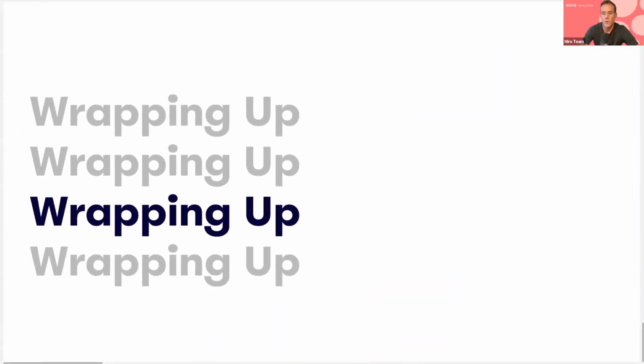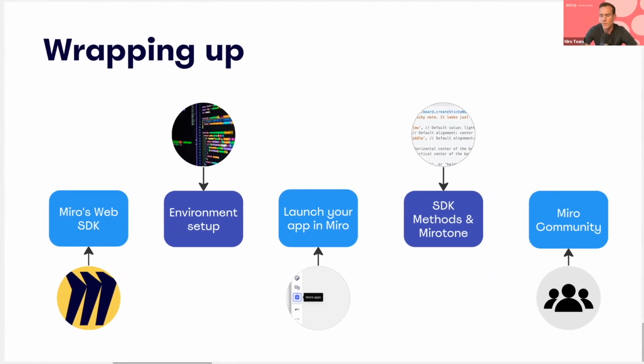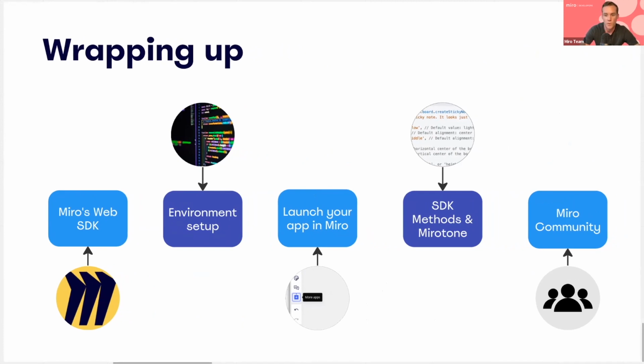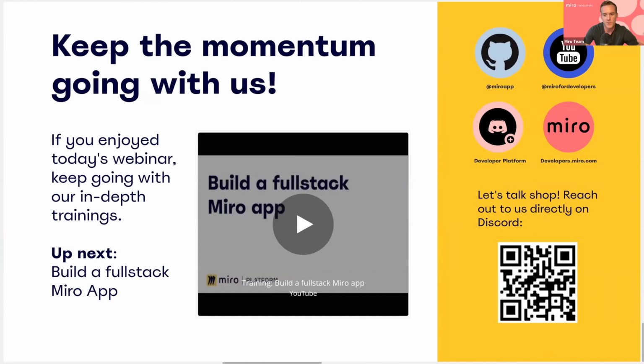So to round things out, a quick look back at what we've explored today. We covered each of these facets of the Miro Developer Platform. We started with an overview of the platform and our web SDK. We talked about how to set up a local environment from your command line and bootstrap an app. We talked about launching an app from the Miro toolbar. We went over essential SDK methods and Miro tone, and we went through some community inspiration. So hopefully you're starting to feel inspired and understand exactly what it is you can do with our web SDK, and you're ready to keep the momentum going.